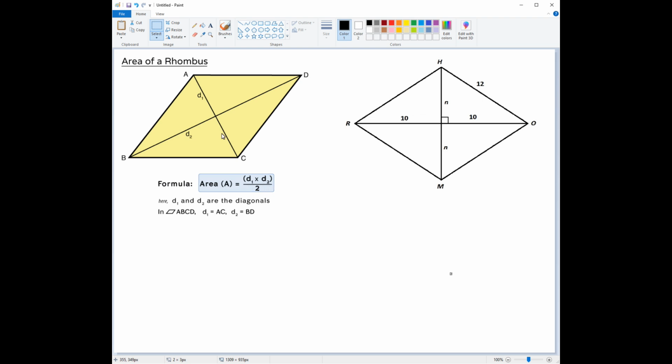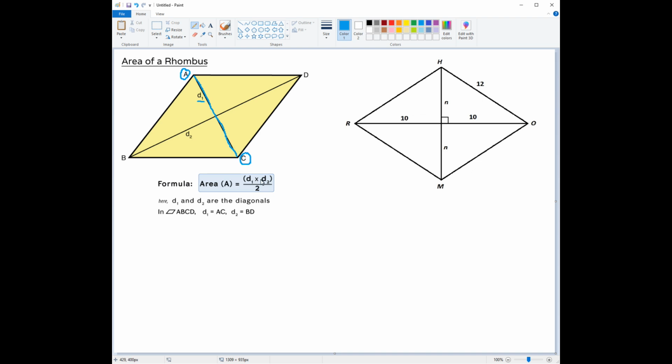What is d1? Well, let's take the color blue. So d1 is where we have A to C. It's the line that goes here. You can see it's indicated as d1 here. That would be the line that you have to know the distance of. We'll get back to that in a moment.